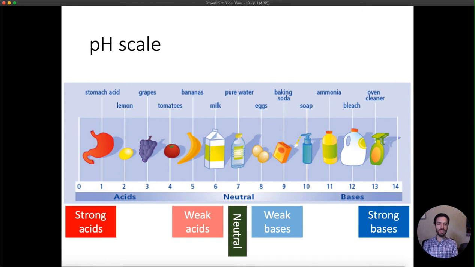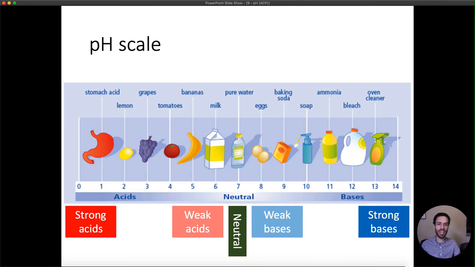The same thing is true on the base side of the spectrum. pH values that are close to 7, like 8 or 9, are weak bases. pH values that are very high, like 13 or 14, are strong bases. The higher the pH value, the stronger the base. On both sides, the closer the pH is to 7, the weaker the acid or the base. pH values far from 7 are strong acids or bases.